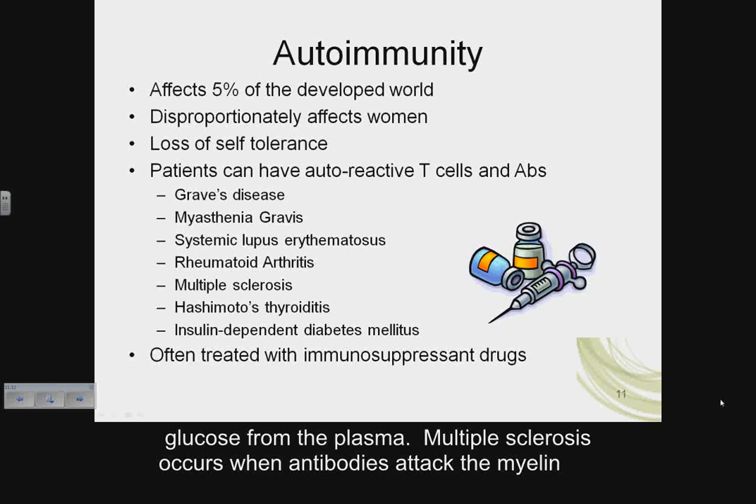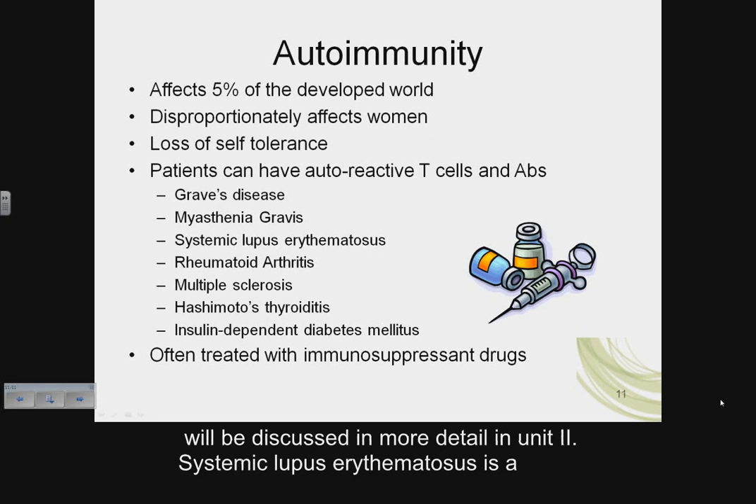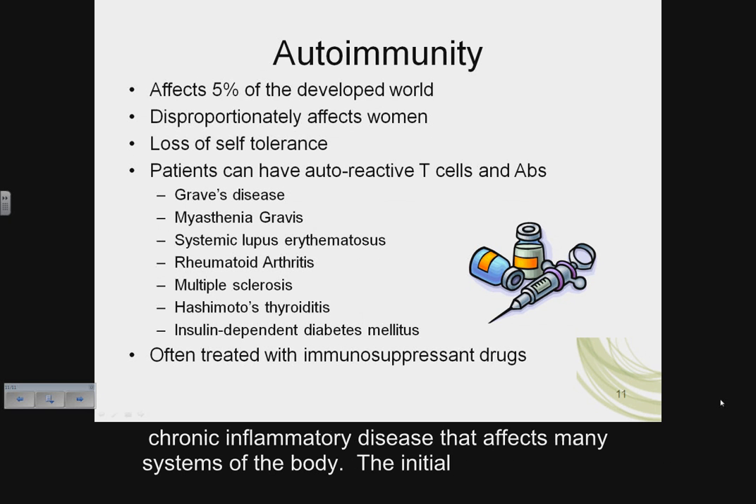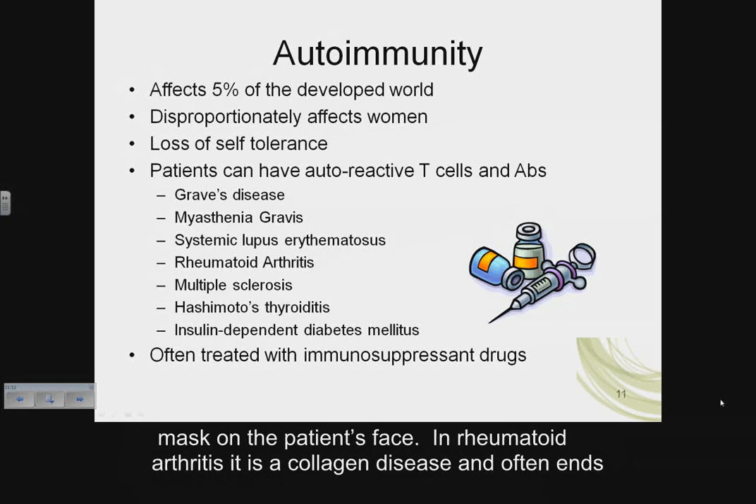Multiple sclerosis occurs when antibodies attack the myelin sheath around neurons, and this leads to a decline in the speed of the action potential. MS will be discussed in more detail in Unit 2. Systemic lupus erythematosus is a chronic inflammatory disease that affects many systems of the body. The initial manifestation is a red rash around the nose and mouth and almost looks like a butterfly mask on the patient's face.